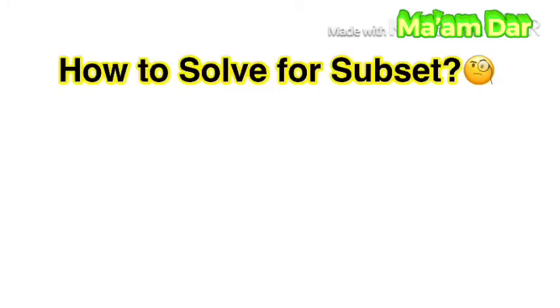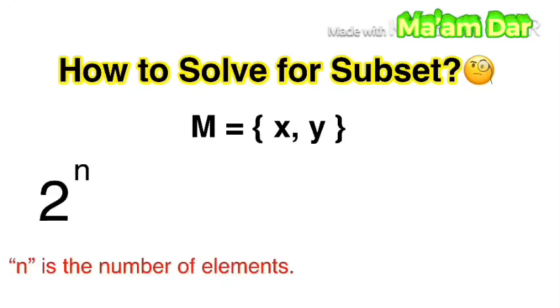Okay, how to solve for subsets? Always remember, an empty set is a subset of all sets. Also, every set is a subset of itself. So if you are given M is the set of X and Y, and you are asked to list all the subsets of this given set, we are going to use this formula 2 raised to n, where n is the number of elements in a given set. So in this case, you have 2 elements. So you use the formula 2 raised to n, that is equal to 2 squared. 2 squared is equal to 4.